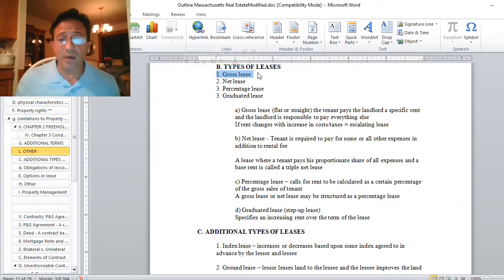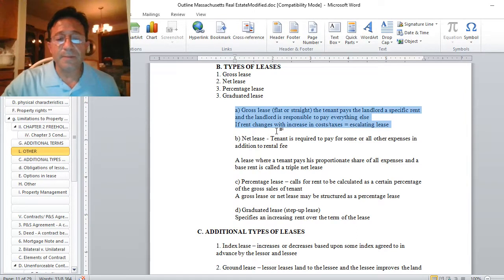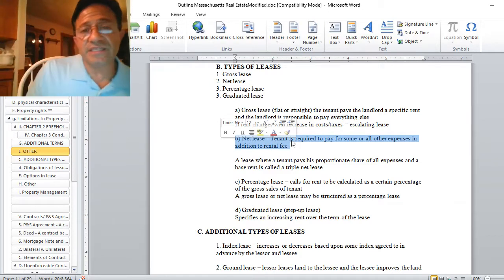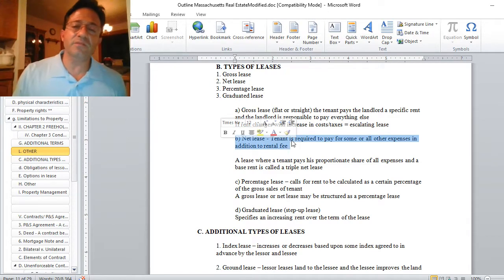As it says here on the outline, a gross lease, or a flat or straight lease: the tenant pays the landlord a specific rent, and the landlord is responsible for paying everything else in association with the building. What's the next type of lease? We've got a net lease. Now, the gross lease is what you're going to see usually in a residential setting, because the tenant pays the rent and the landlord handles the expenses.